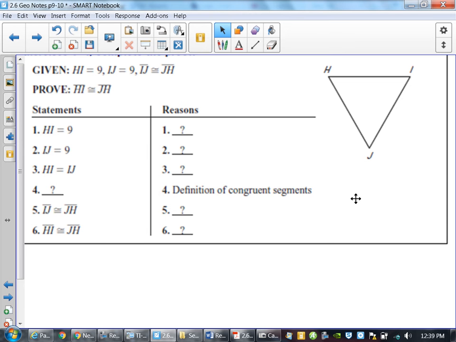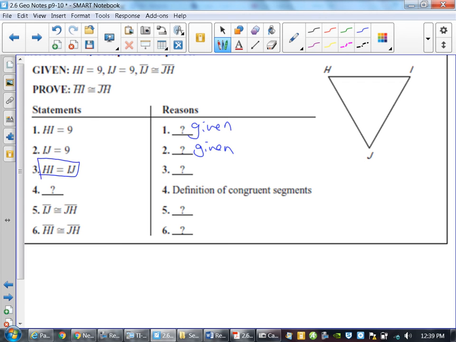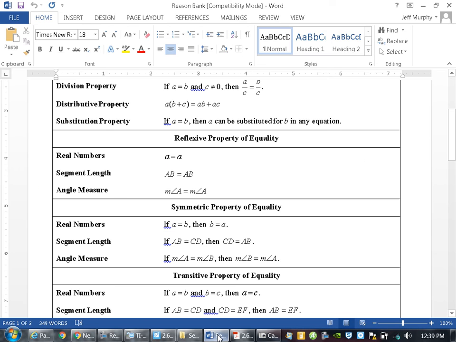So, what's the reason why they wrote down HI equals 9? It's given. What's the reason they wrote down IJ equals 9? It's given. So, we get those out of the way. Now, why in the world can they say HI is equal to IJ then? Because what? It's congruent. They're not congruent. No. Oh, not congruent. Let's think back. Look at our reason sheet again real quick.